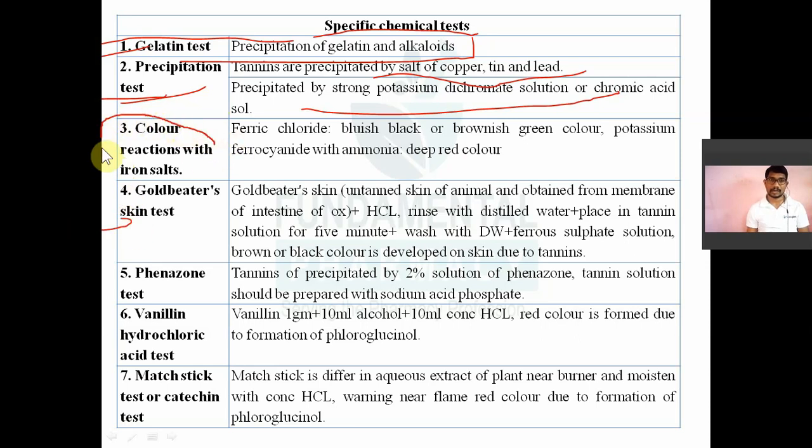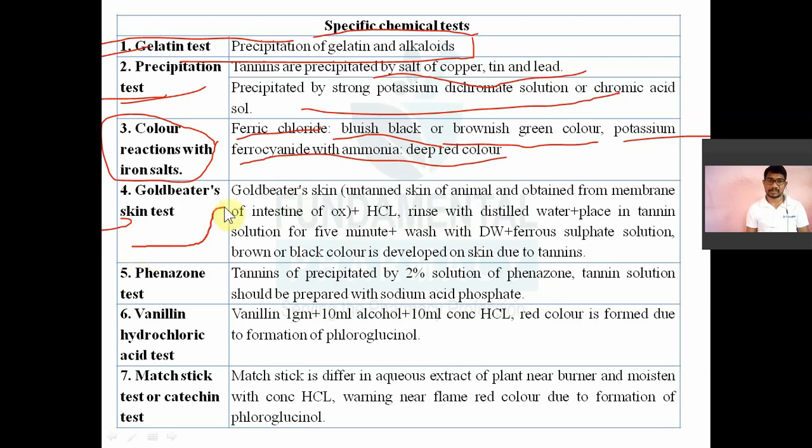Color reactions of tannins with iron salt. Ferric chloride will give a bluish black or brownish green color. Then with potassium ferrocyanide and ammonia, they will give a deep red color. These are the color reactions.